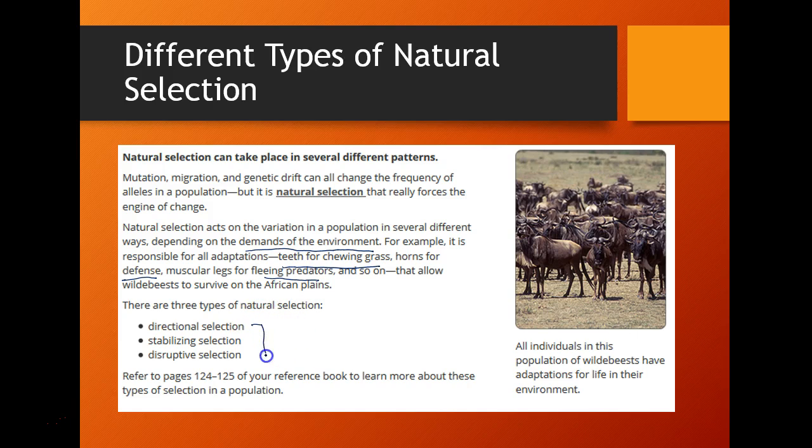So there are 3 different types of natural selection that we are going to talk about. All of these are types of natural selection, which means that certain traits are selected for that make an organism more fit for the environment.